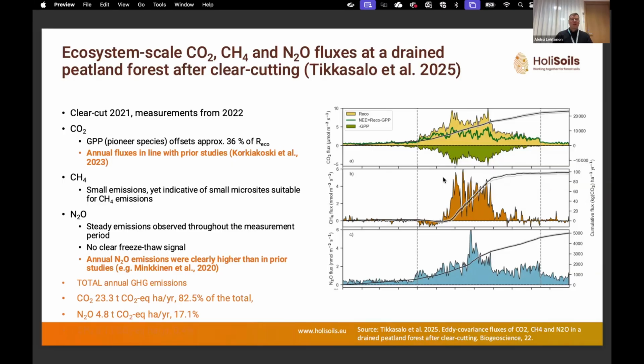Our N2O emissions are clearly higher than in prior studies. If you look at the paper by Minkkinen et al., which was on undisturbed forest stands, those have much smaller N2O emissions than these that have been recently harvested. While our CO2 results are in line with prior studies like Korkeakoski et al. from 2023, which was done in another location, but with a similar site type.